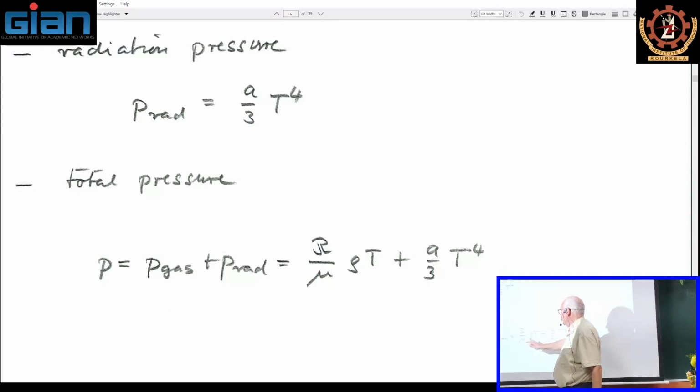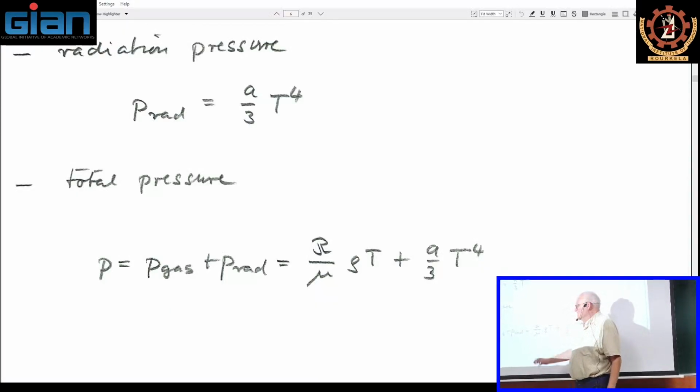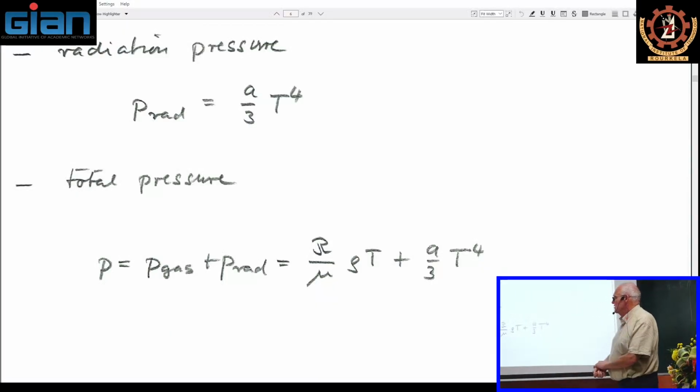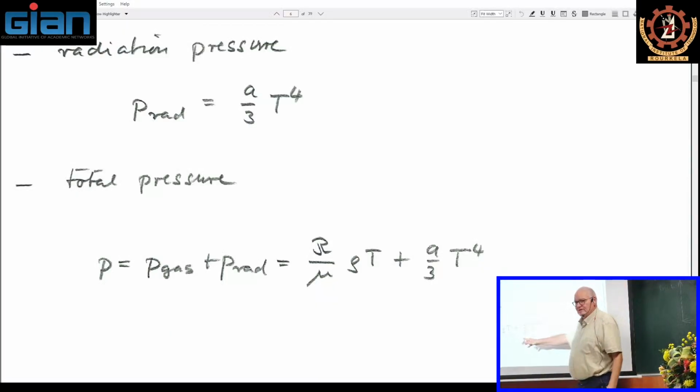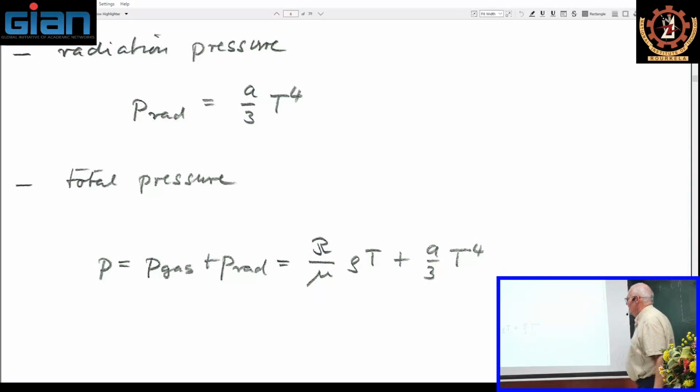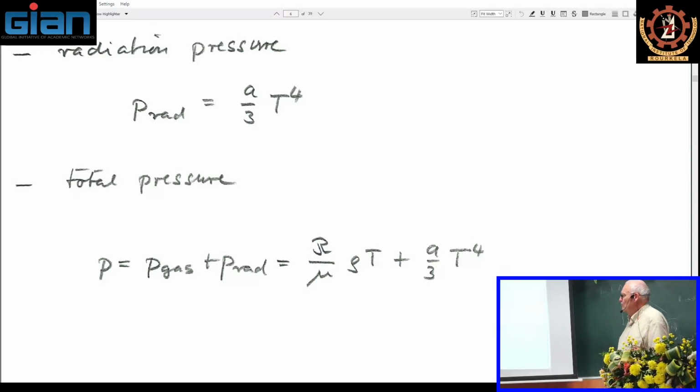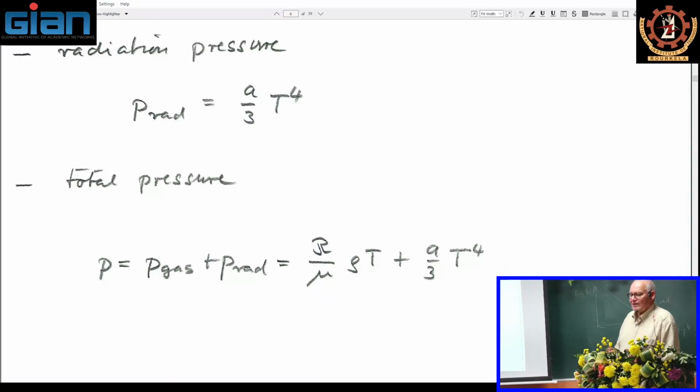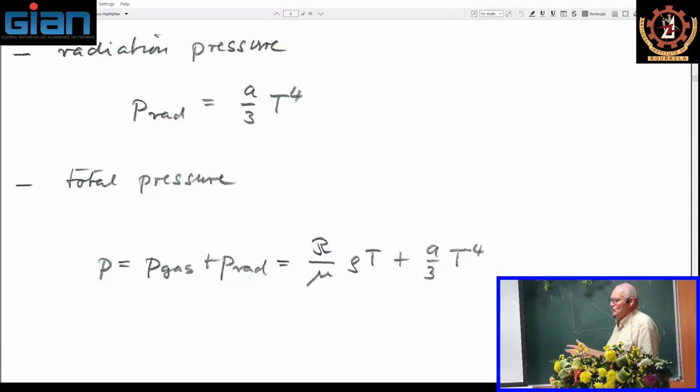It's usually written down in the form gas constant over mean molecular weight times density times temperature. That's the gas pressure plus radiation pressure. This is A over 3 times T to the 4th.